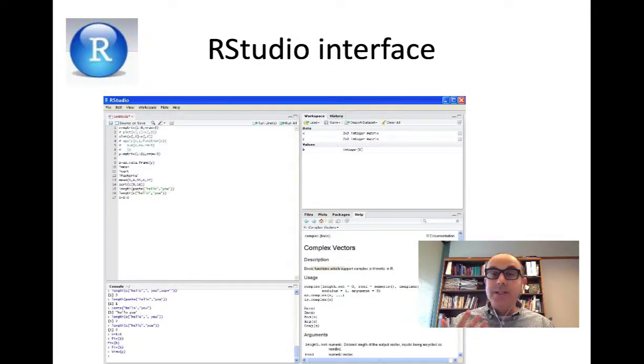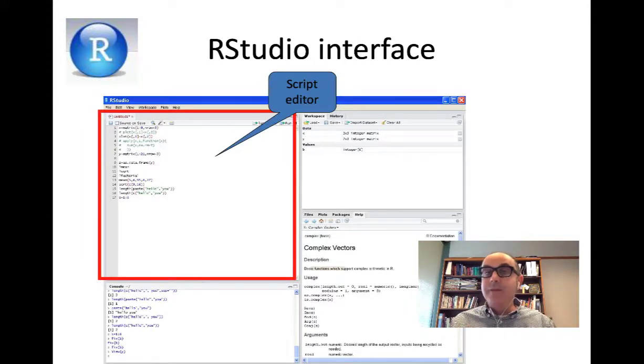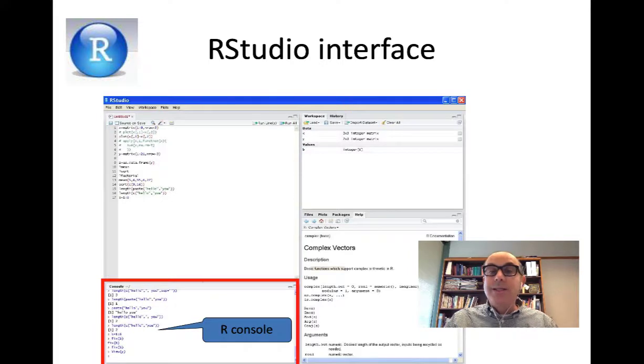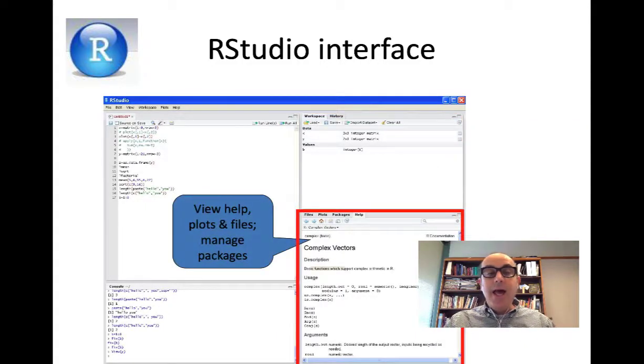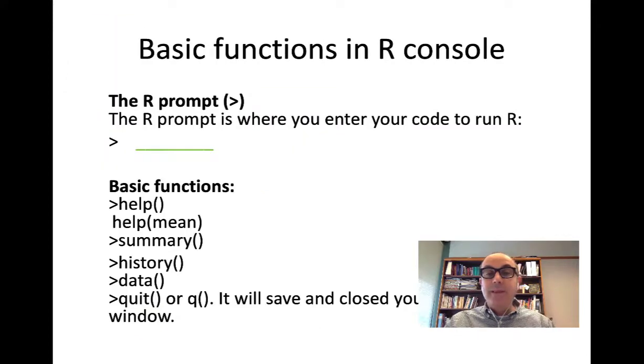And the interface is where most of our work will be done. So you see in the bottom, you see the console, you see the code, you see the workspace, the history, and then you're going to see the packages that you're going to embed maybe in your code, maybe not, the files that you're going to use, and so on. So this is where the script editor is. This is where the R console is. This is where the variable workspace and the history file are. And this is where the file management and the packages are.